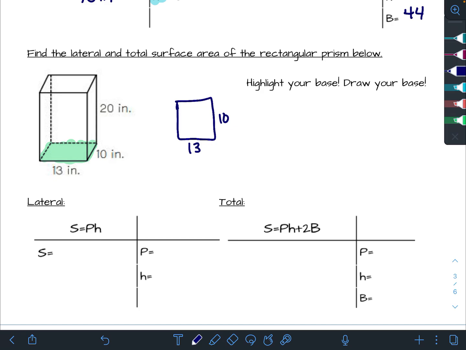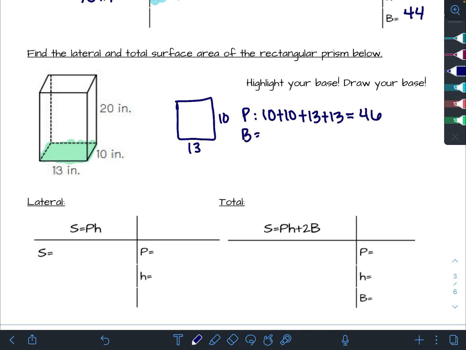So I am going to find my perimeter. So 10 plus 10 plus 13 plus 13. Remember, even though I only see 2 numbers written right there, I have 4 sides on a rectangle that I have to add up. So my perimeter is going to be 46.